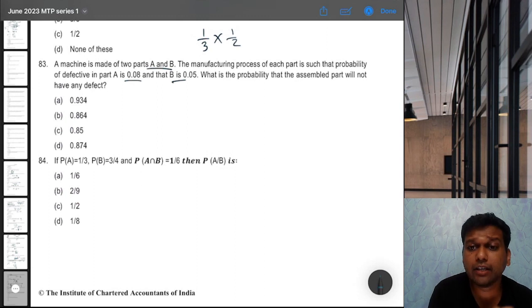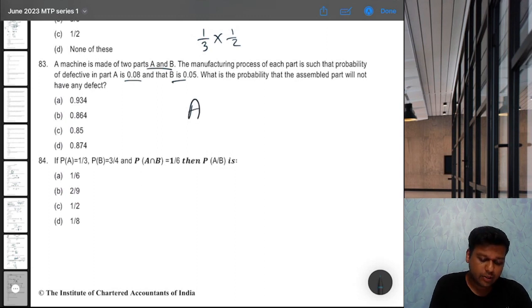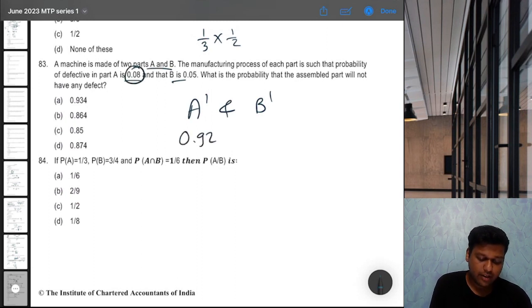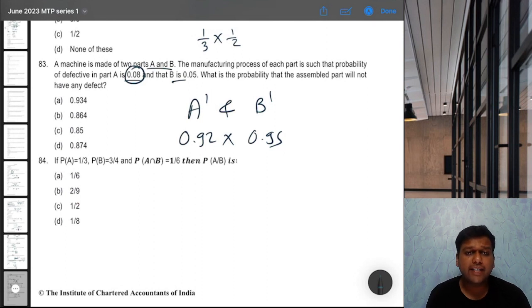What is the probability that the assembled part will not have any defect? That means A is not defective and B is also not defective. So A is 0.08, so A dash is 1 minus 0.08, which is 0.92, and B dash is 0.95. So 0.92 into 0.95 will be 0.874, option D. And, or is very important.